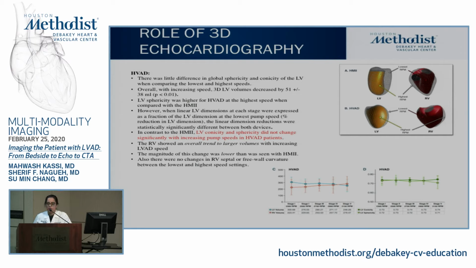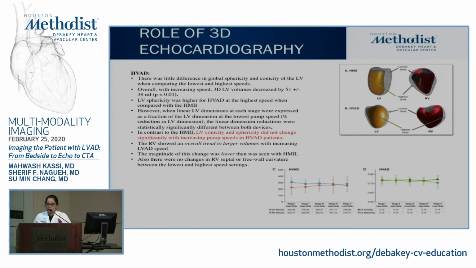And if you compare the LV volumes, you would think that there's a lot less LV volume change with HVAD, yet it attains the same hemodynamics that a HeartMate 2 does achieve. So the thought is that it's a lighter pump and it sits on the pericardium, so it may be providing a little bit better, less change to the overall shape of the LV and RV compared to the HeartMate 2 in itself.